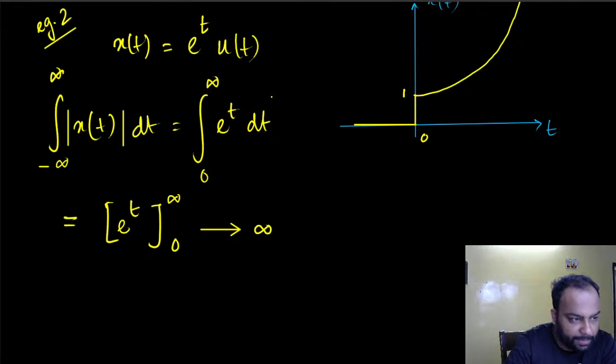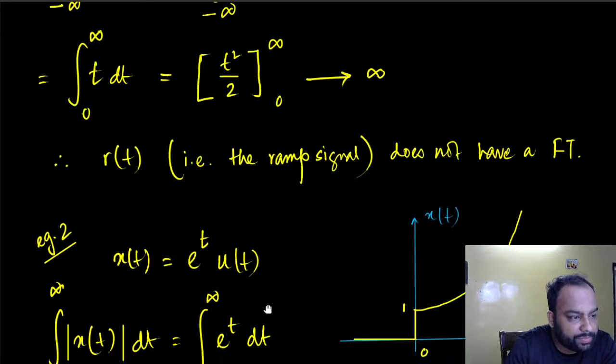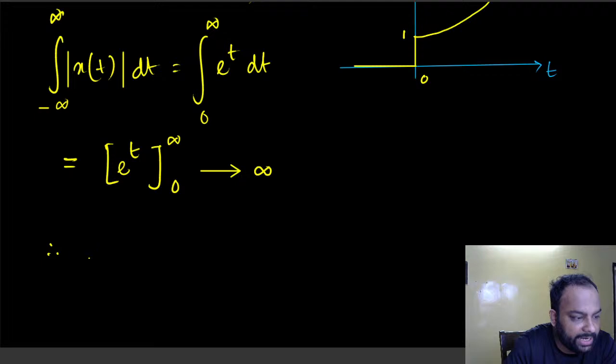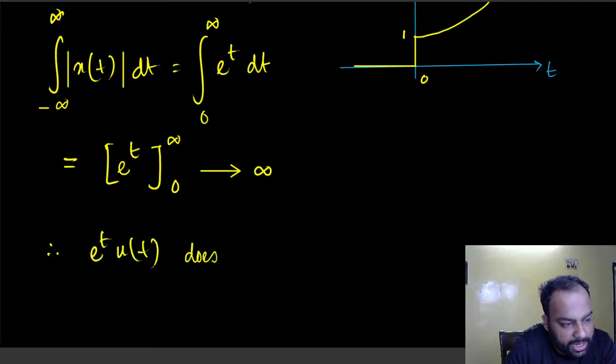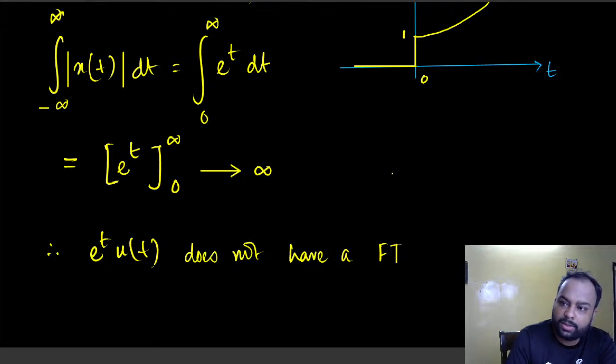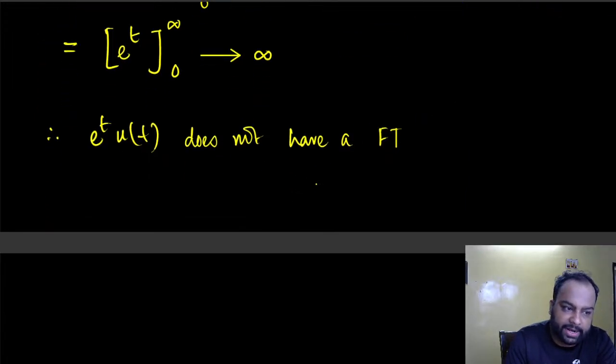I'm going to explain why. So again, essentially it means that e to the power t u(t) does not have a Fourier transform. So I think this idea is clear. If a signal violates the necessary condition, it is not going to have a Fourier transform.